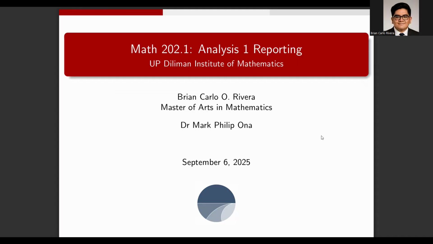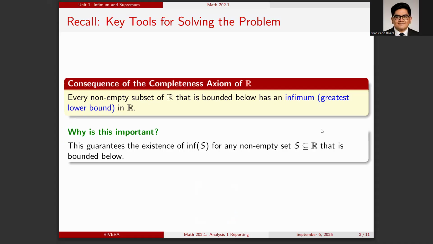We do have a problem that we need to solve, and there are key tools for solving the problem. The first one is using the consequence of the completeness axiom. What does that include? Every non-empty subset of R, the real numbers, that is bounded below has a greatest lower bound, and the GLB can be called the infimum in R.